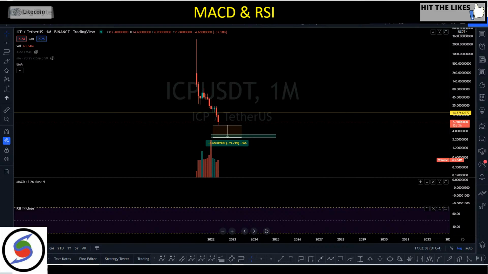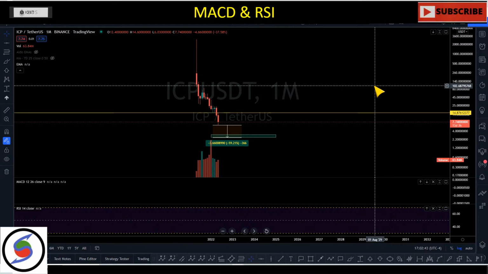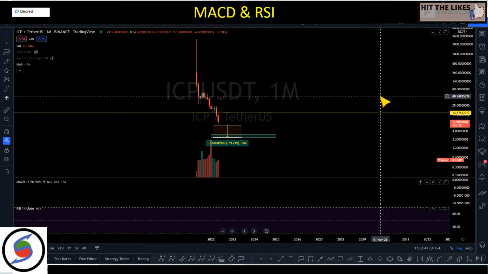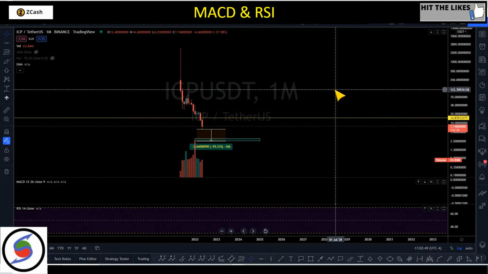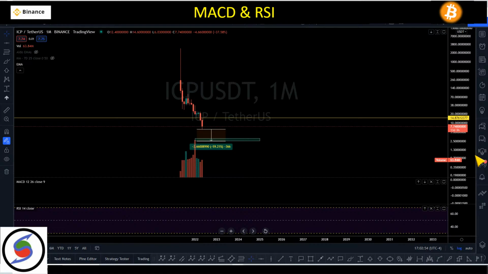We talk about LRC in our group, right? Zen dumped all the way down to like $14. We talk about so many alts. They dump and then pump back up like 40%, 50%. So let's take a look right here.